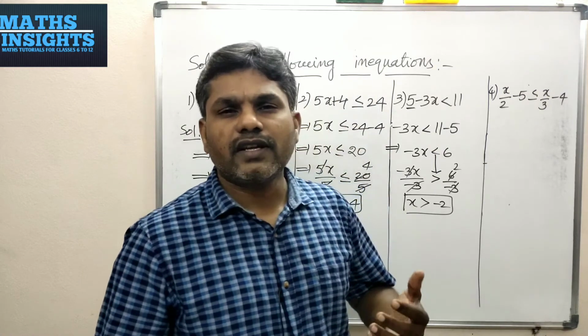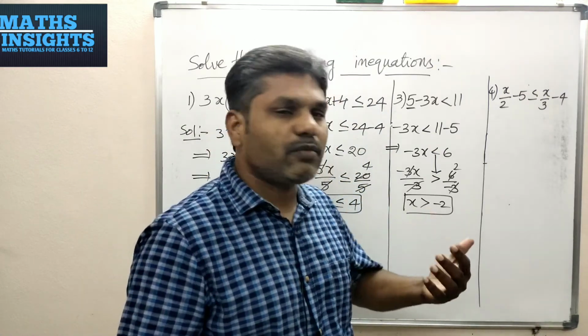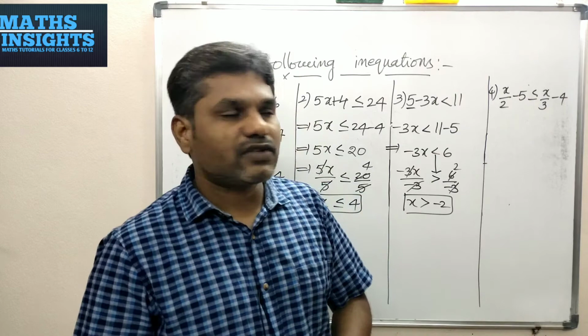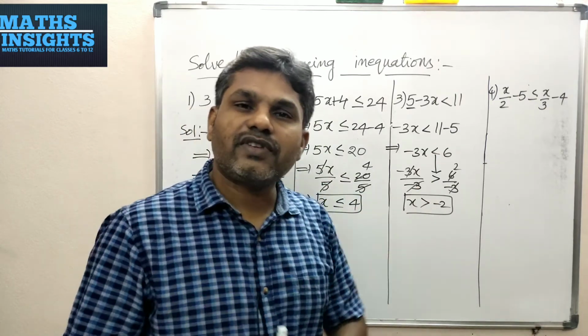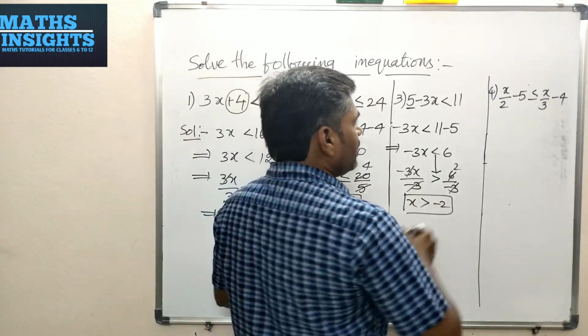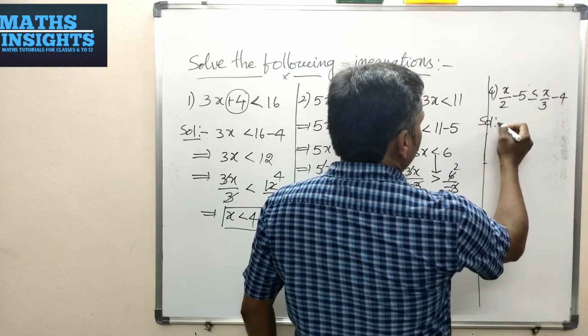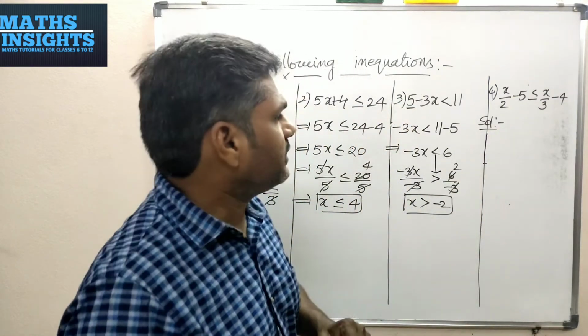You could find an infinite number of values which are greater than minus 2. That is the variation between equation and inequation. Coming to this one, it is somewhat different looking but very easy.